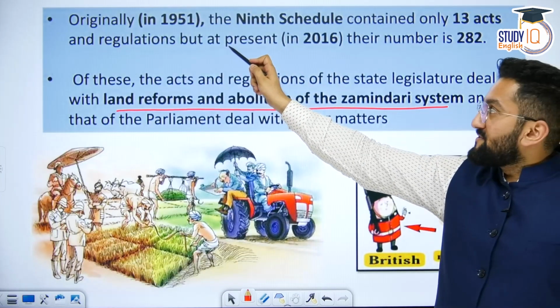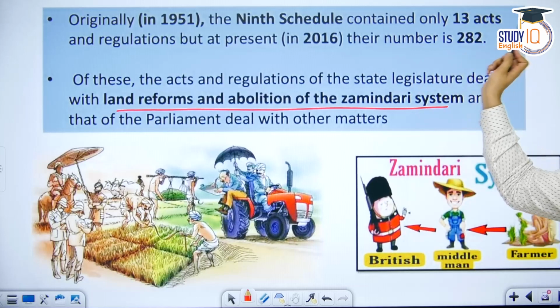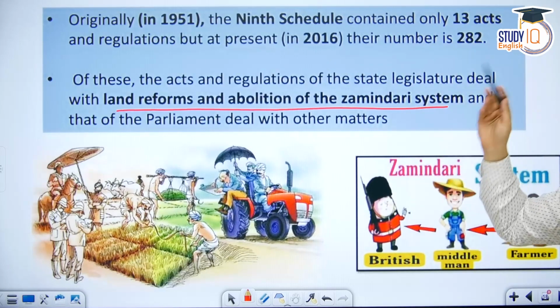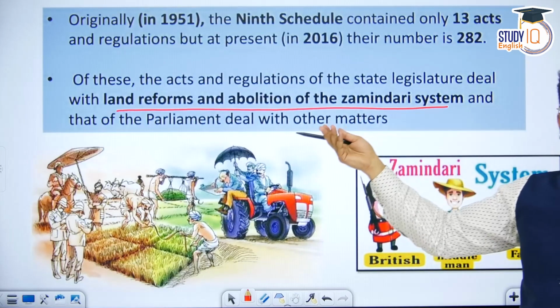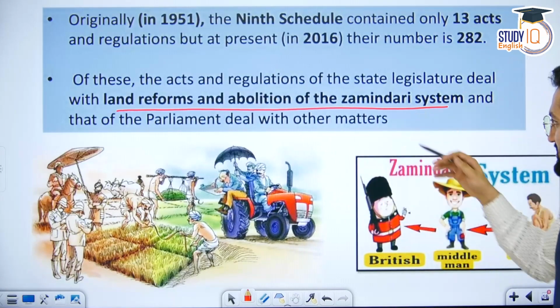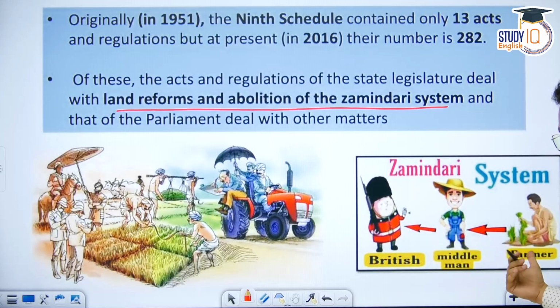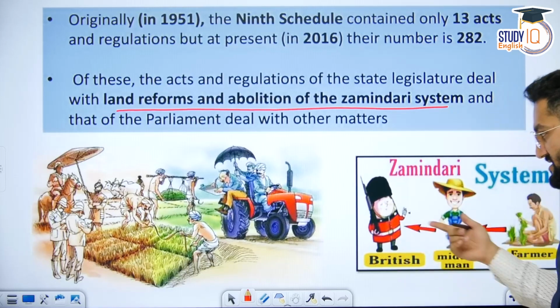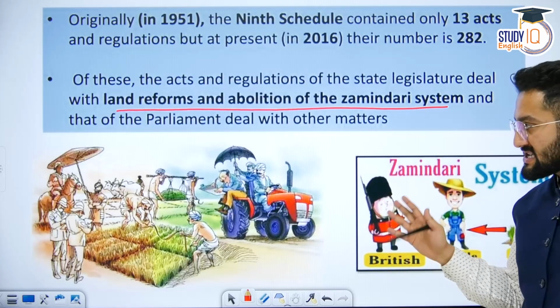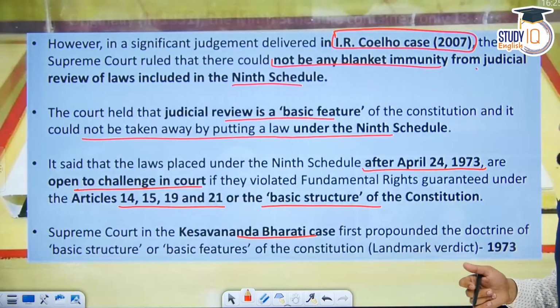Originally in 1951, the 9th Schedule contained 13 acts, and now it is more than 280 of these acts and regulations. The purpose is land reforms, abolition of the zamindari system. You know, in the zamindari system there's a farmer, there's a middleman. The middleman, the zamindar, was responsible for collecting the taxes and paying them to the Britishers. So it is under this taxation policy of the Britishers.